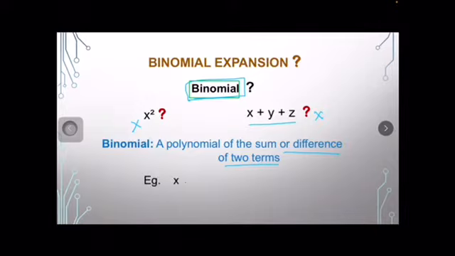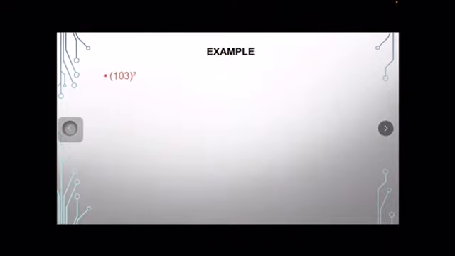Let's take an example for this. If we say x plus y square, or x square plus y cube, are these binomials? Yes, these are binomials because each example has only two terms. A binomial which has only two terms is called a binomial. Clear? That's what a binomial is. Now let's suppose we have to solve 103 whole square.